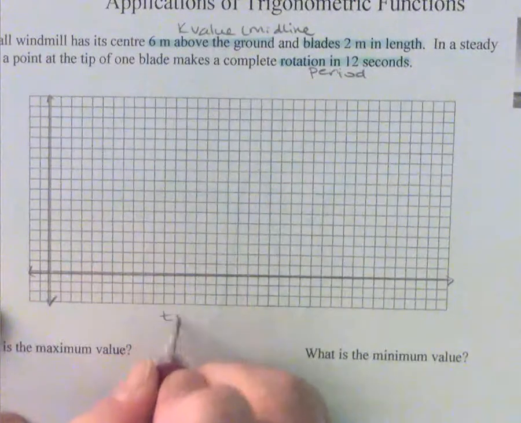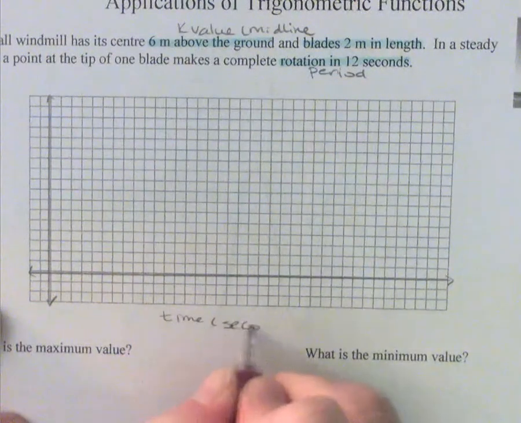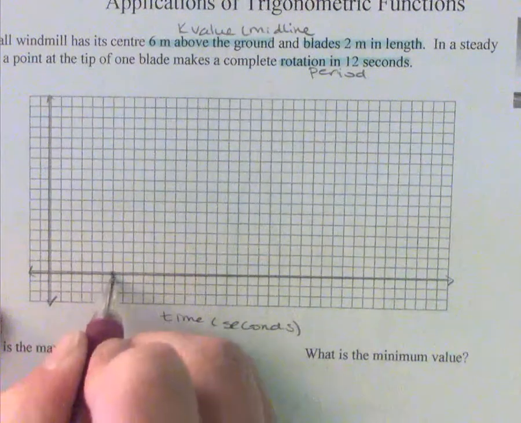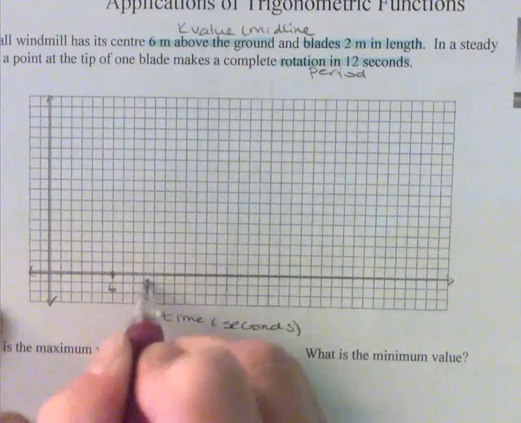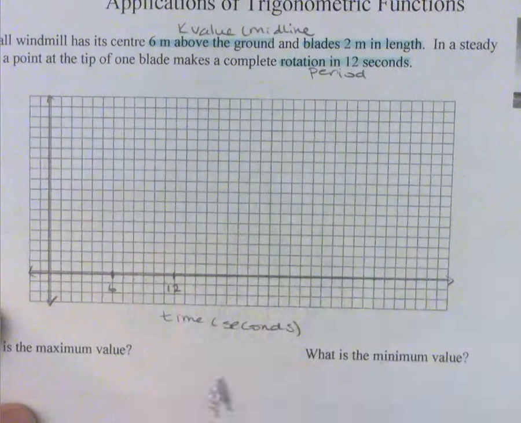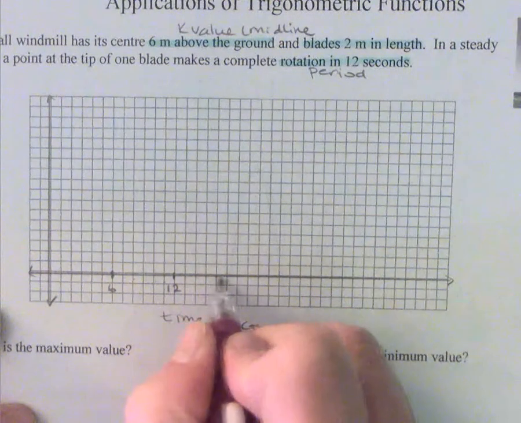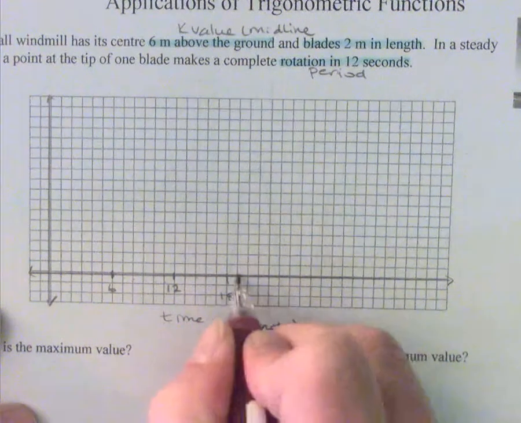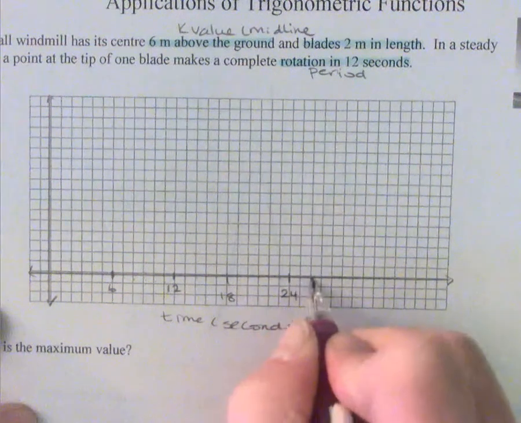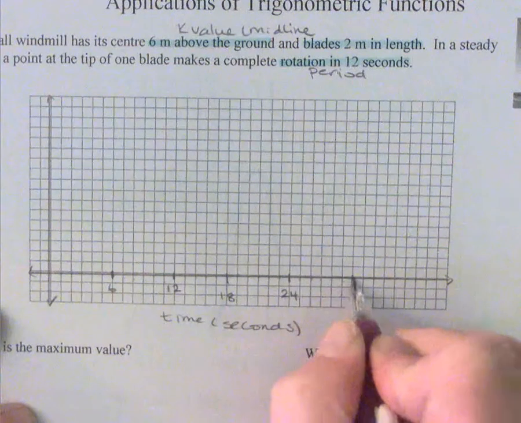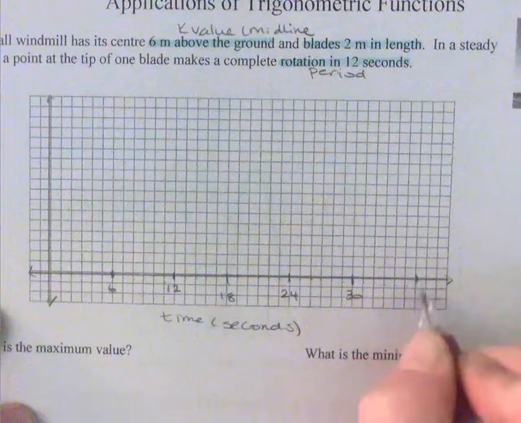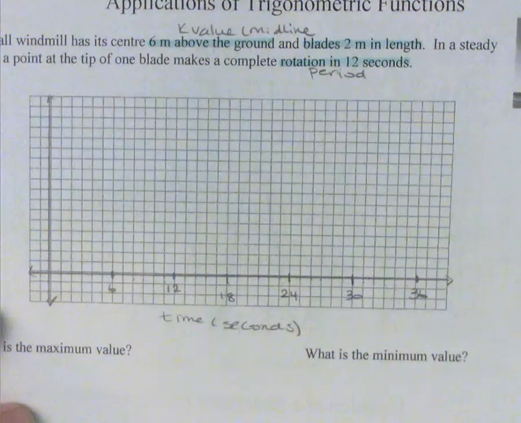So I'm going to make it nice and easy. This is my time in seconds. So I'm going to go 1, 2, 3, 4, 5, 6, 1, 2, 3, 4, 5, 12. And I'm going to keep going up like that, and I end up at 36.